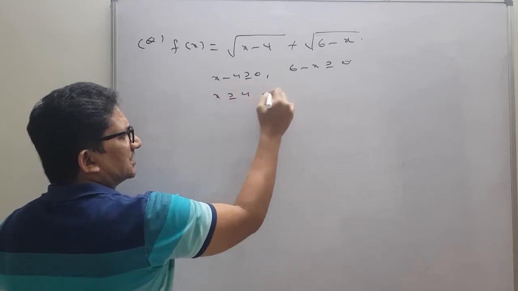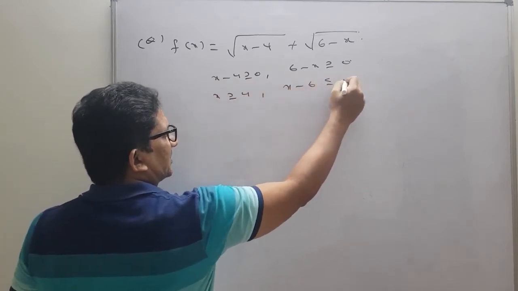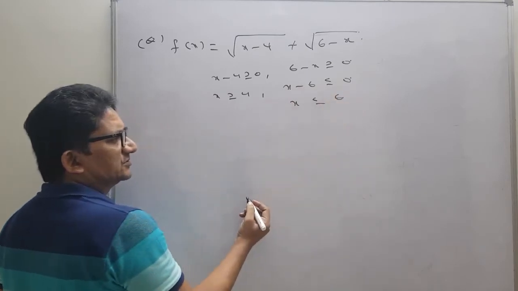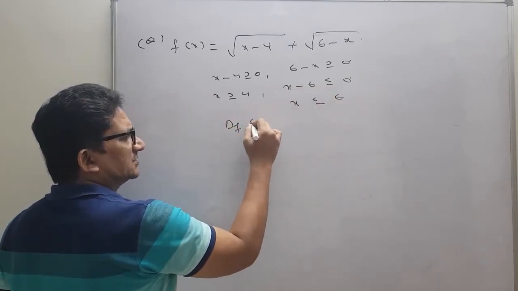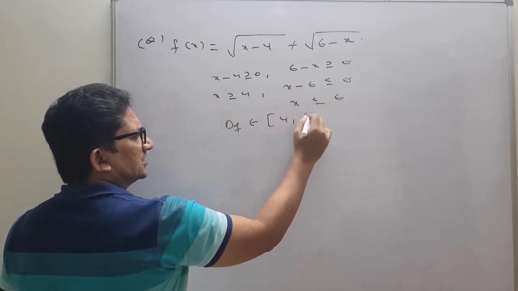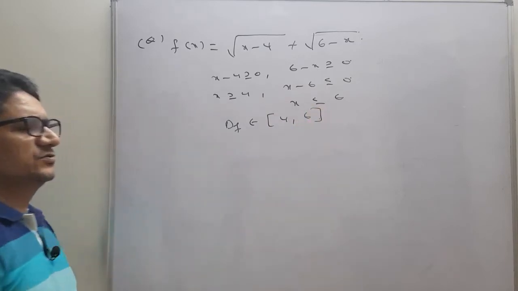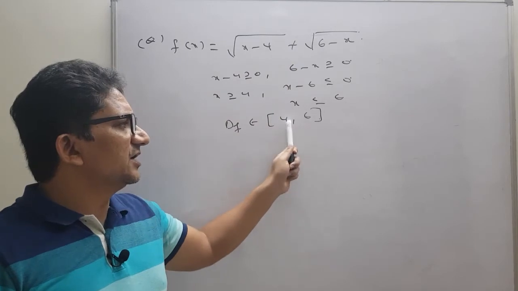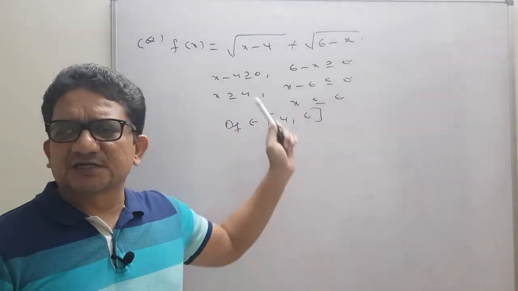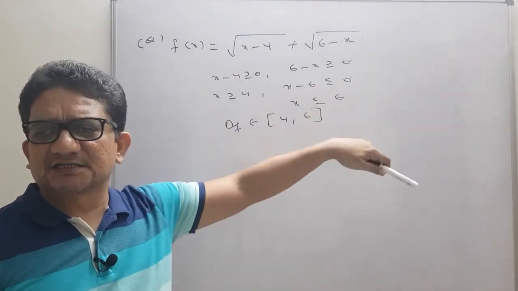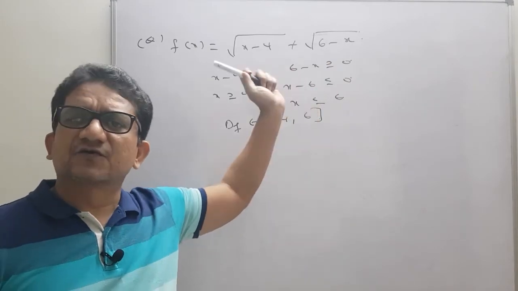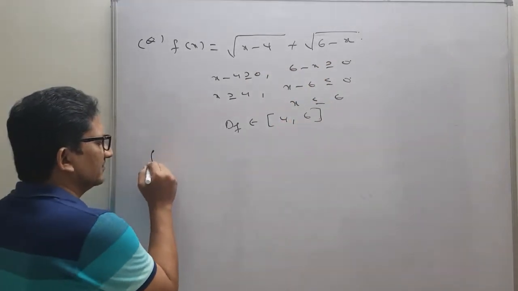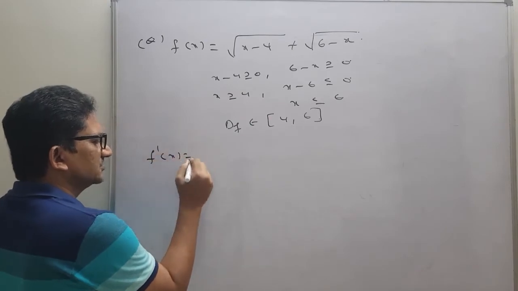So x is greater than or equal to 4 and x minus 6 is less than or equal to 0, that is x is less than or equal to 6. Therefore the domain of the function is the closed interval 4 to 6. So we got one situation. That means this function is defined in between 4 and 6. Now whether it is increasing, decreasing or neither, we will decide with the help of its first derivative.